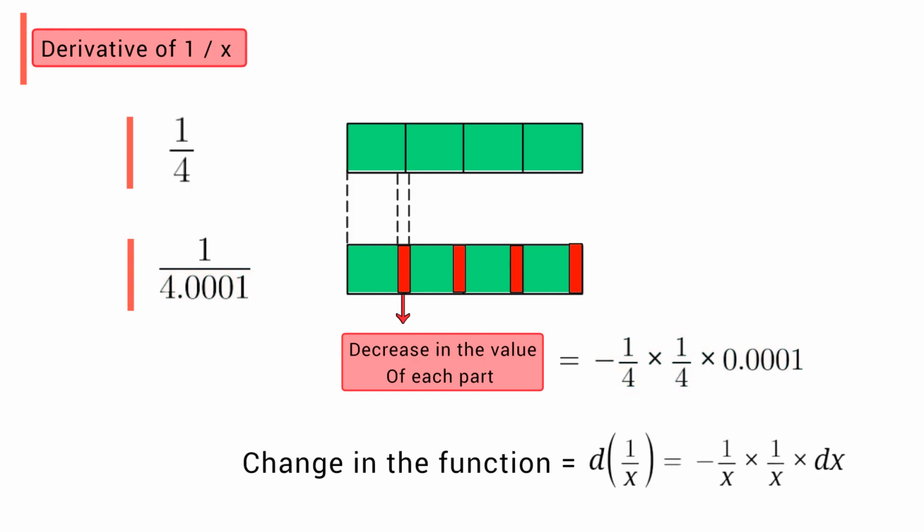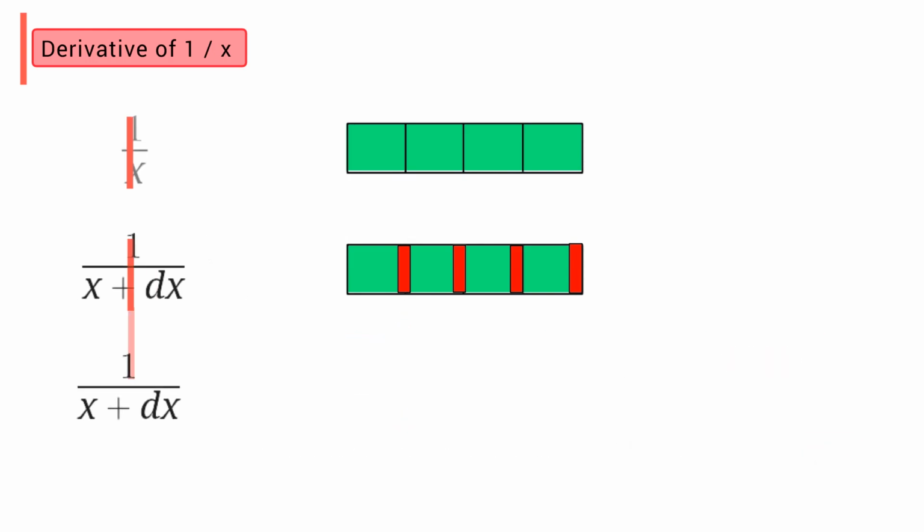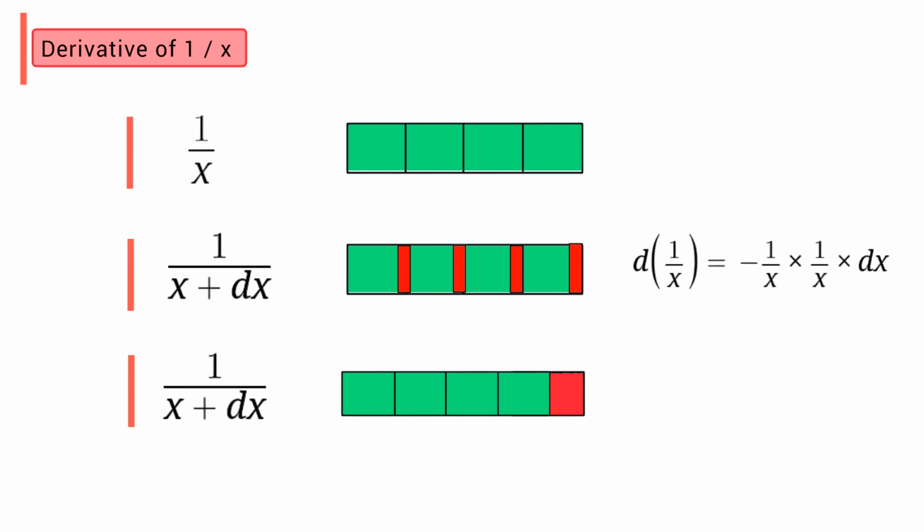To generalize this, all we have to do is to take x instead of 4 in the equation and also replace 0.0001 with dx, representing an infinitesimally small change in the independent variable x. When we break this down, we can see that for any value of x, the change in the function 1 over x for a small change in x will be minus 1 by x squared times dx, where 1 over x represents the contribution of each of the x parts, dx times 1 over x represents the total value of the additional dx part, and the minus sign represents a decrease in the function's value.